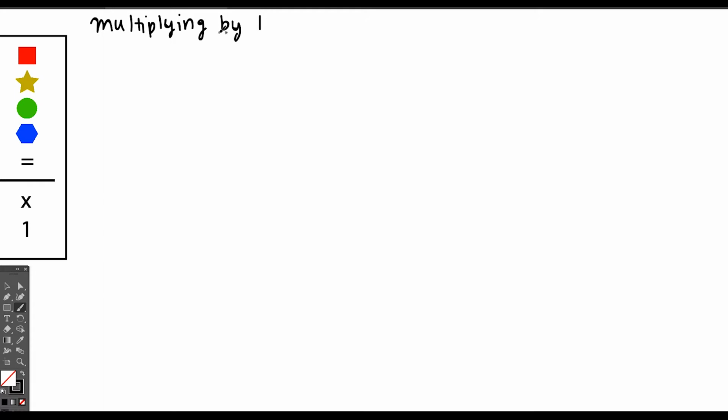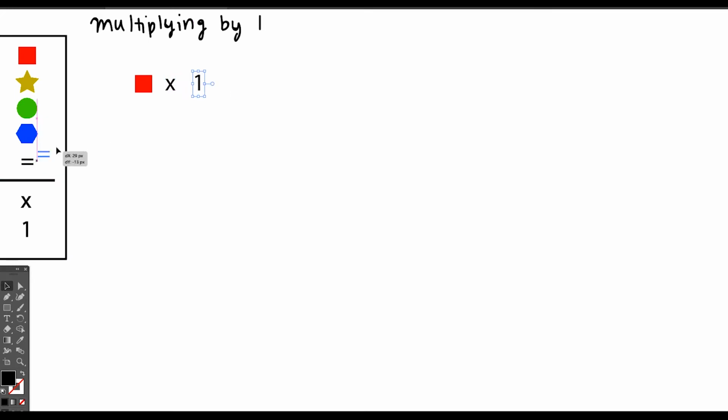So you might think, okay, yeah, multiplying by 1, that's pretty simple. So I do want to start off really simply and make sure that we're all operating using the same set of rules. So let's just say for a minute that I had a red square. And I'm going to take this red square and I'm going to multiply it by 1.